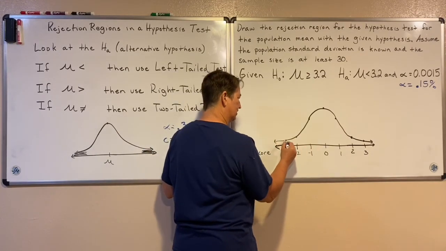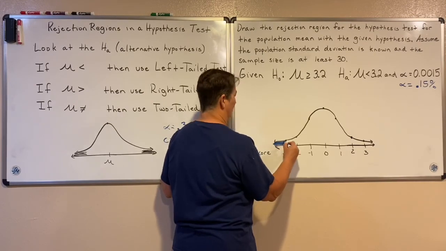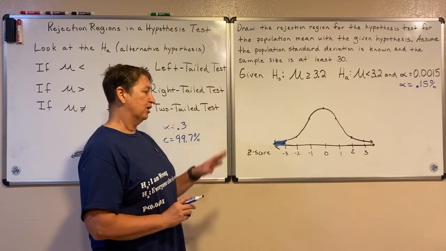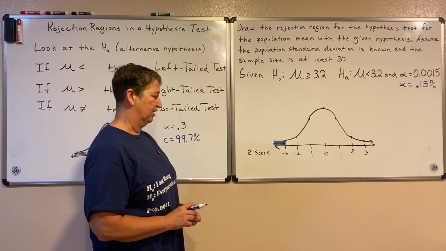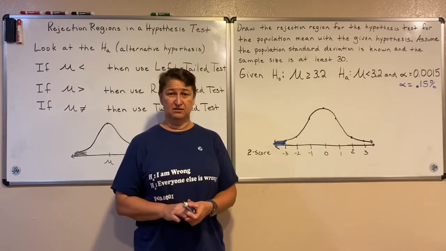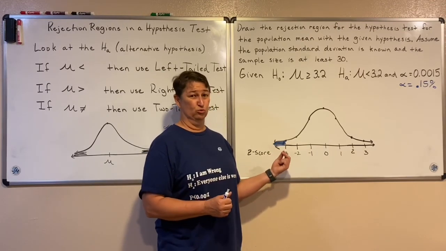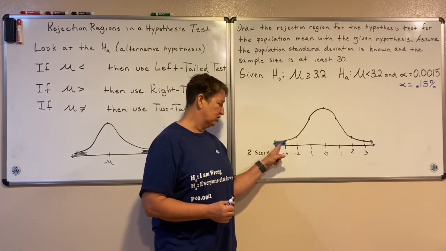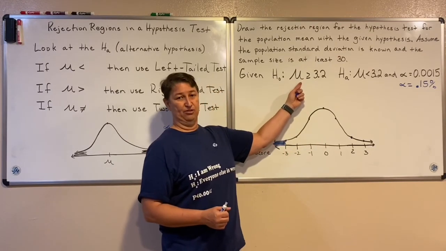So 1, 2, 3 standard deviations. And the probability that something occurs out there is super rare. It's only 0.15% of my area under my curve, or that probability is only 0.15% of the time. Now, if I get a test statistic that falls that far out there, I'm going to go, ooh, that's really, really rare. And that's in that rejection region, so then I would reject my null hypothesis.